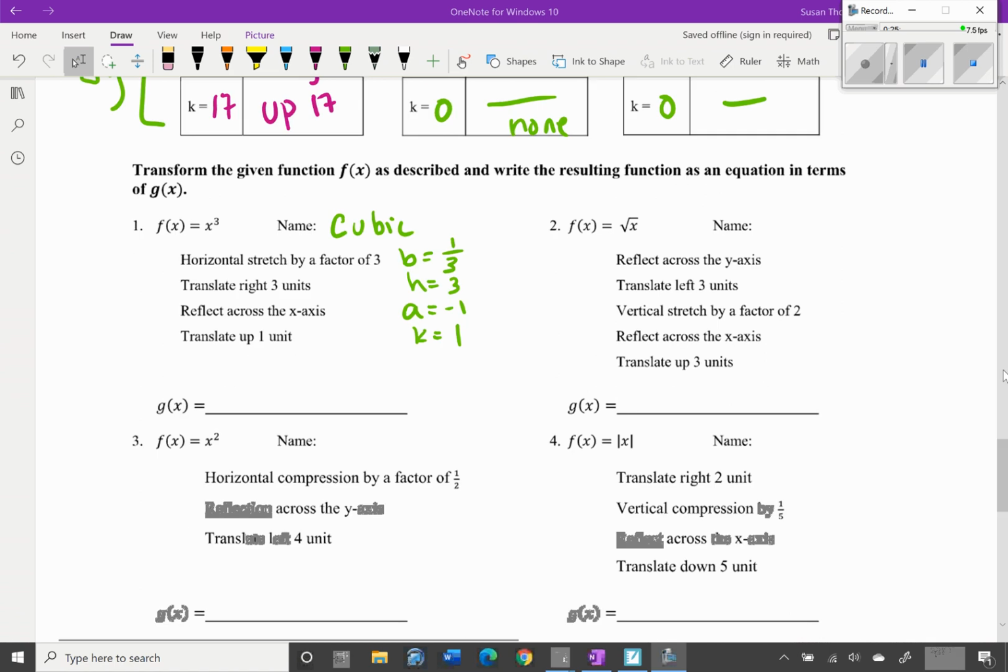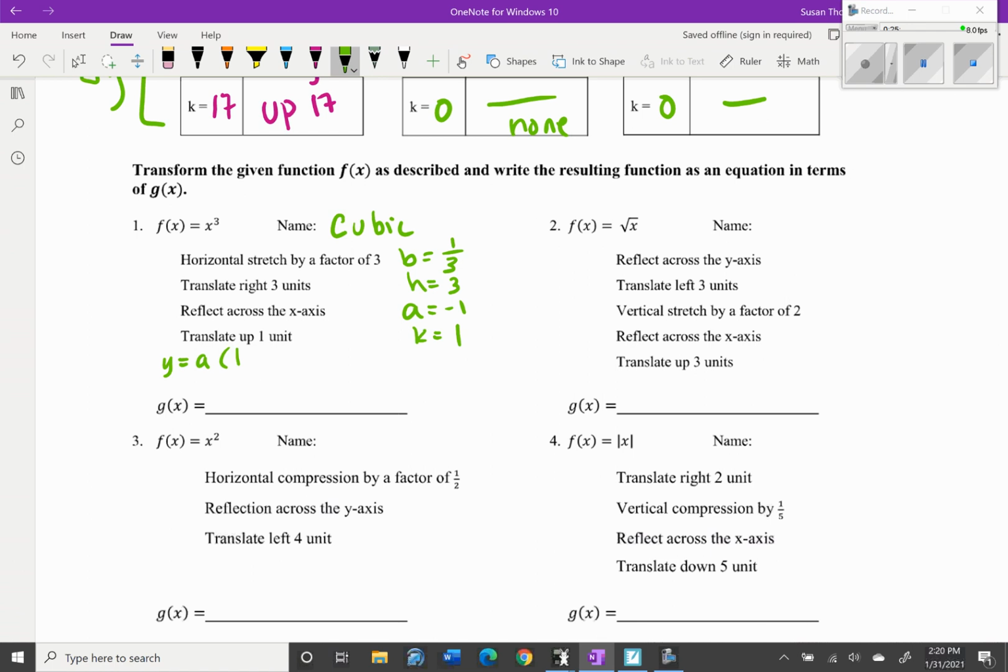So now that I have each of these, I can go ahead and start to put this in my equation. So my general equation would be y equals a, and then b x minus h, all that would be cubed plus k. So g of x is equal to, we said our a was -1, and then our b is 1/3. So 1/3 times x minus my h value, which is 3, all cubed plus 1. So this is my transformed graph.